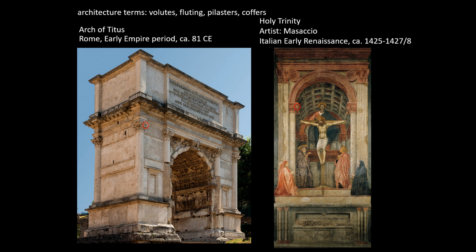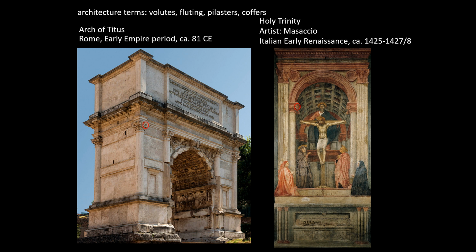Finally, in Masaccio's painting, look inside the archway. You can see a square pattern. And then look inside the archway of the Arch of Titus, you can see a square pattern. That square pattern is called coffering. Each square is a coffer. And you guessed it, the coffers have their origins in the classical period.